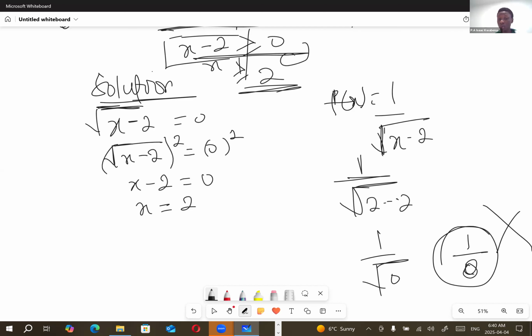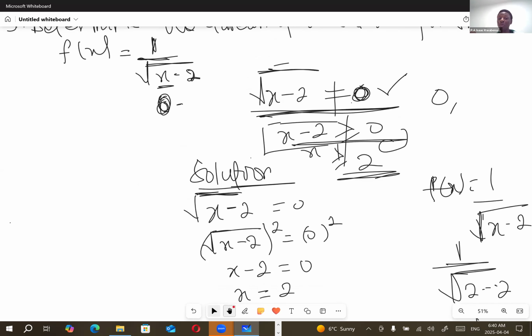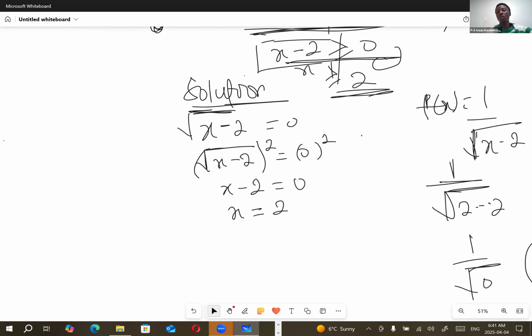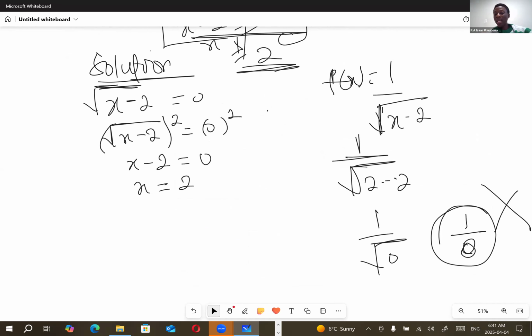So the domain for this, listen, the domain for 1 over root x minus 2 is any number you can think of; when you put it there, it will give you a result, with the exception of 2. Why 2? Because if you slot in 2, it will make the base 0, and any fraction with the base 0 is not possible. So the domain is any number in the world, with the exception of 2.